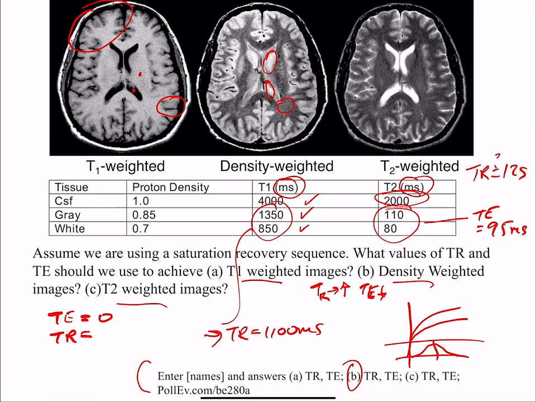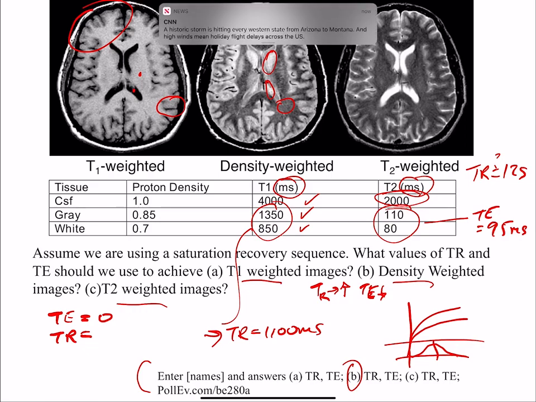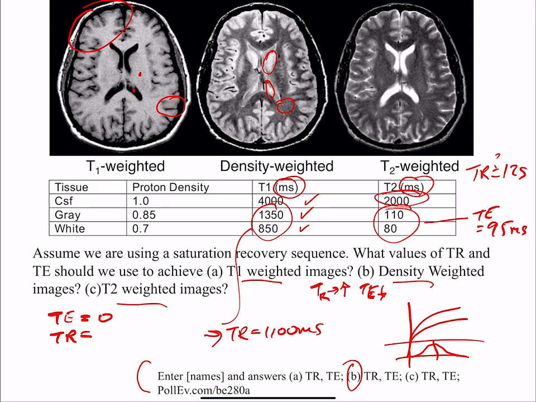Go ahead. Well, then you actually have a number. These are just brightness and darkness, but if you have the actual T1 value, then you can monitor it over time.